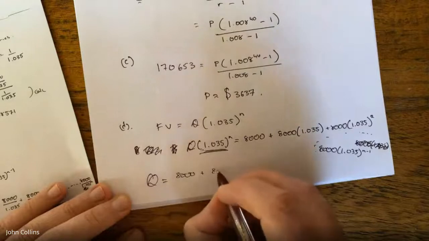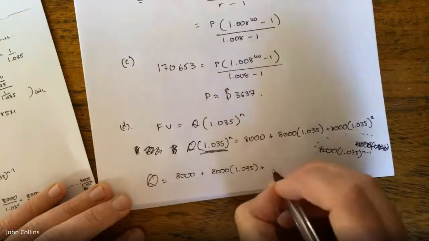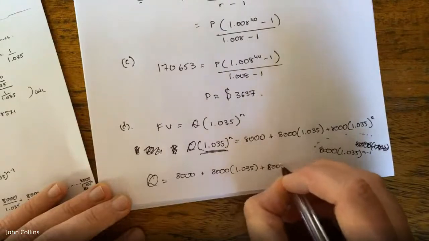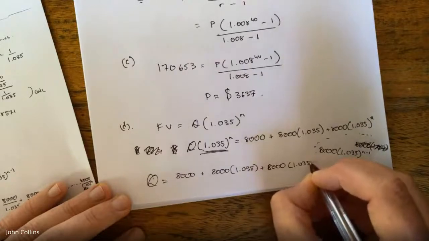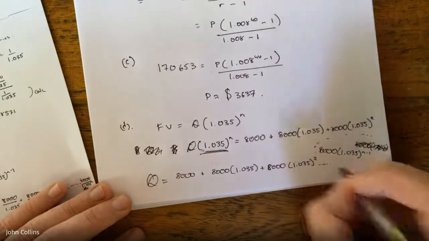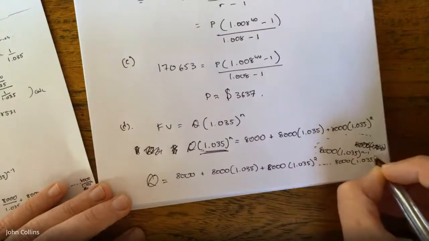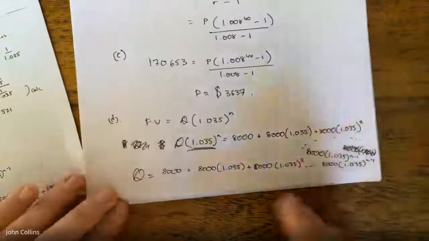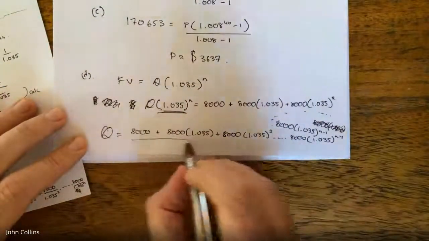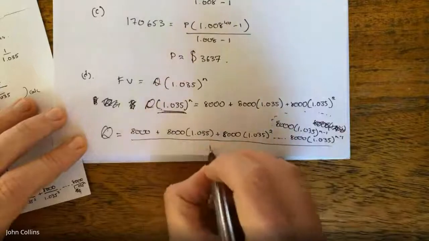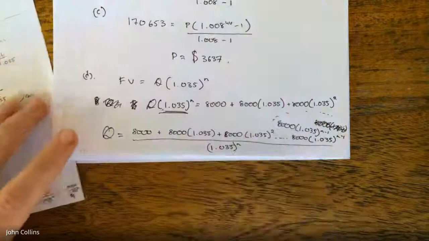8,000 plus 8,000 times 1.035 plus 8,000 times 1.035 squared, all the way up to 8,000 on the term I've written there. Now, apologies for the small writing. Hopefully you can see that if it's on a larger screen. And that's now divided by 1.035 to the n, the interest compounding.